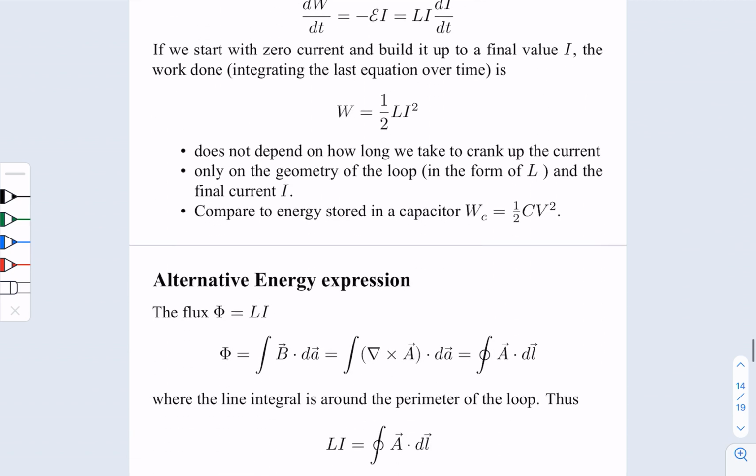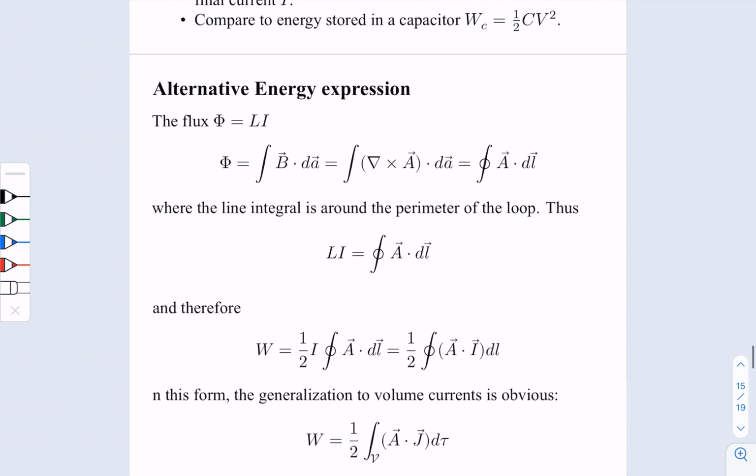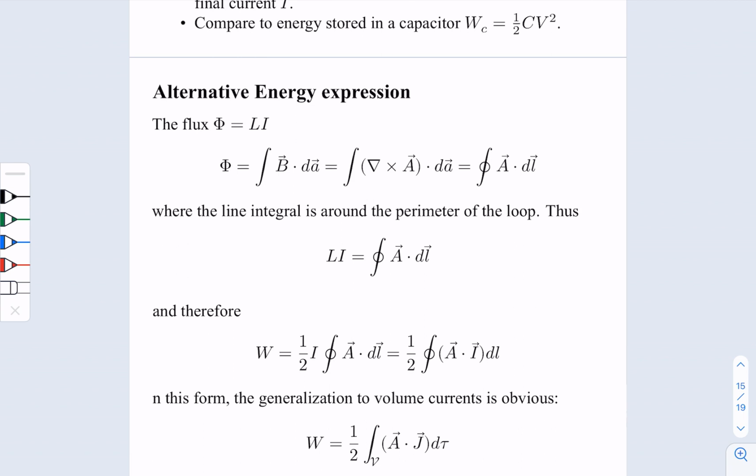And now we also have alternative expressions for the energies. We will discuss this later.